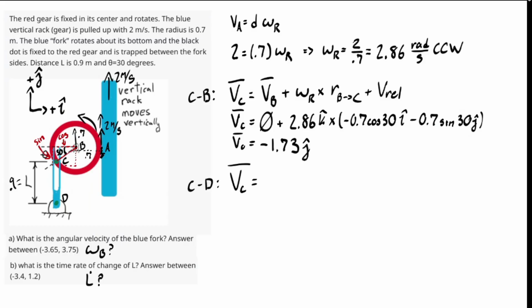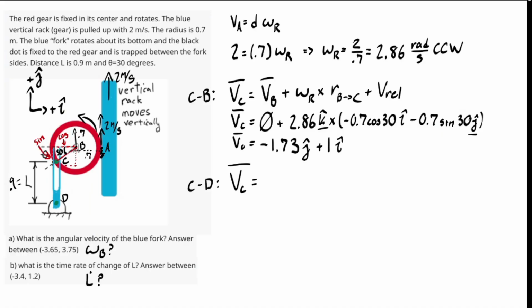Okay, next. Now I'm going to do, again, this constant term times this constant term. So I have 2.86 again times, but now it's 0.7 sine of 30, so 2.86 times negative 0.7 sine 30. And that gives me negative 1. And then when I do this, I get k cross j, which is negative i. So I put an i and I flip this sign. And now we have our i and our j components from that equation.